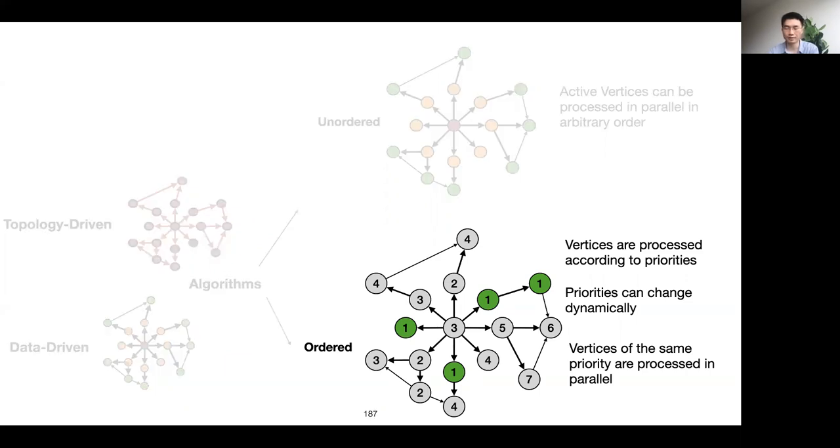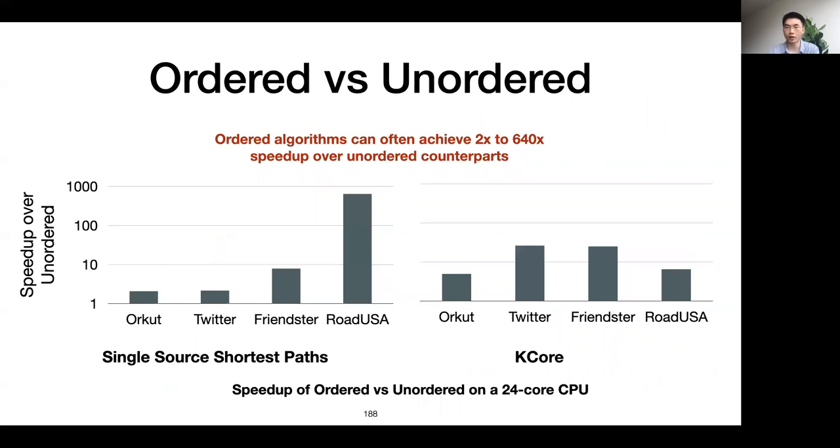So in this next part of the talk, I'll talk about how we were able to extend GraphIt to support this important category. And you might ask, why is it so important to support this ordered category? So it turns out for the few applications that have an ordered algorithm counterpart, it can achieve up to 2 to 640 times speedup over their unordered counterparts, even just on this very modest 24-core CPU machine that we have.